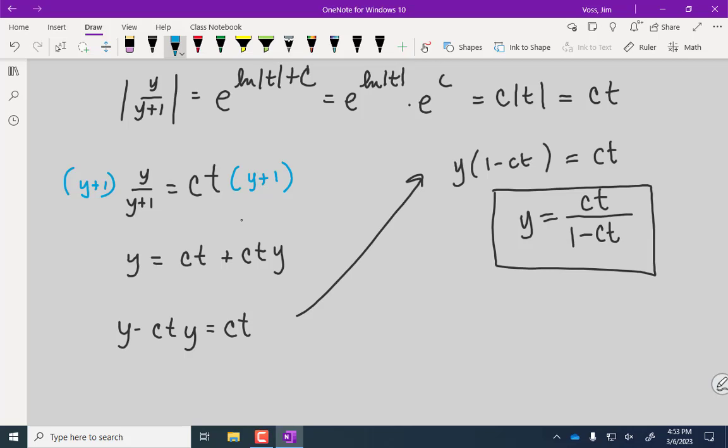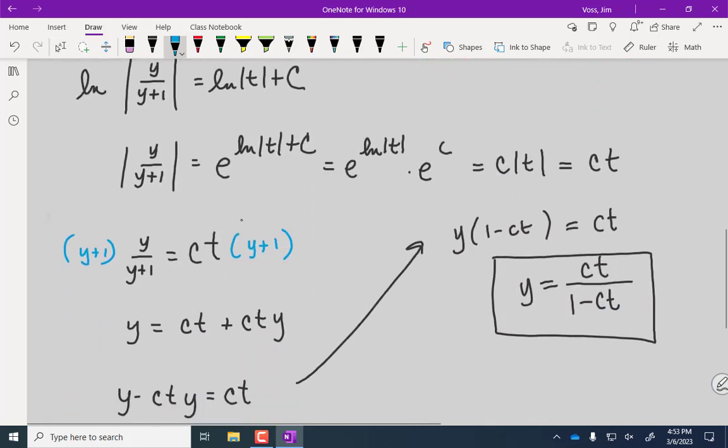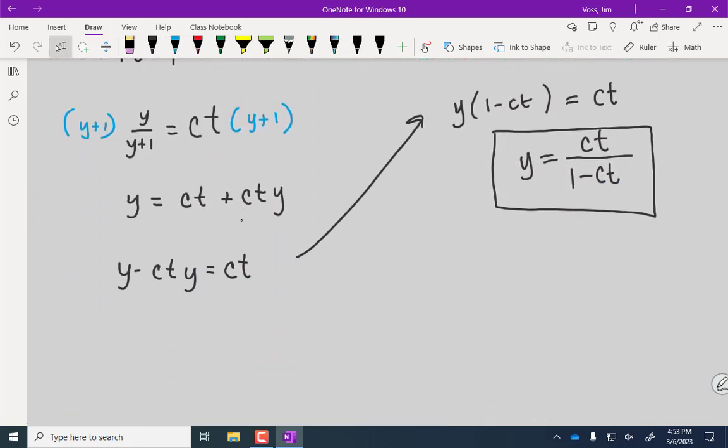Good? All right, so this one has initial value. y of 3 is 1. So y of 3 is 1. Come over here. We're going to plug in a 3. Everyone okay with that? So y of 3 is 1 means y is 1 when t is 3.